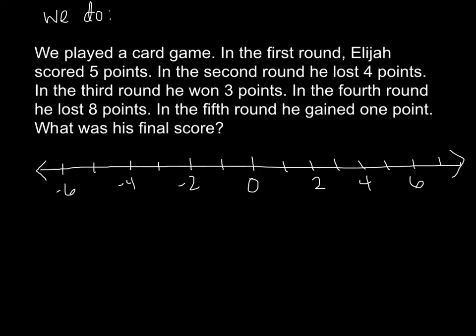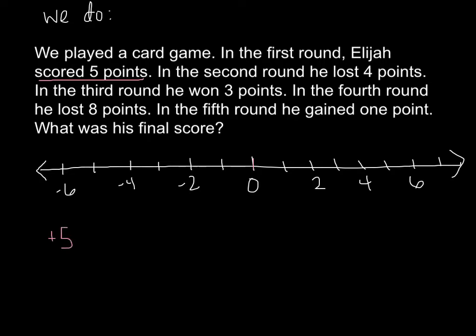We'll see. Again, don't shove the whole waffle in your mouth and try and look at this problem and think that you can do it all at one time. It's bite by bite. So we played a card game. In the first round, Elijah scored 5 points. Scoring 5 points is a positive. So we start with a positive 5.